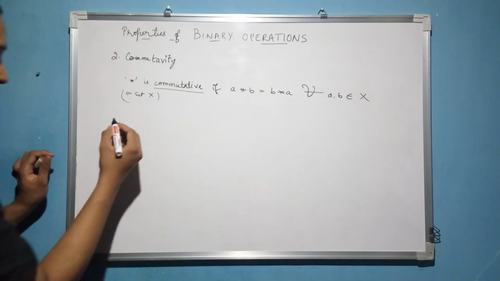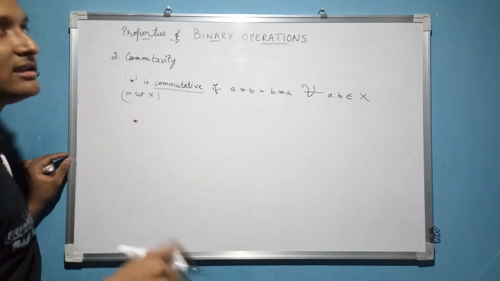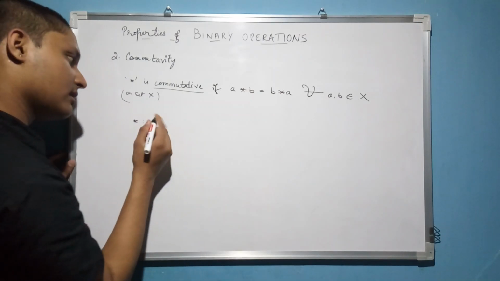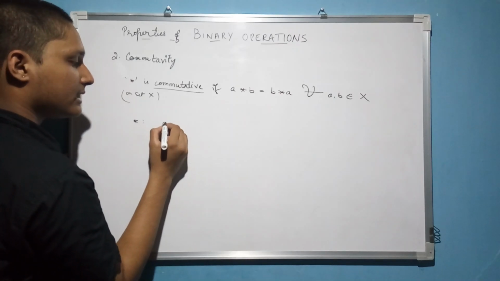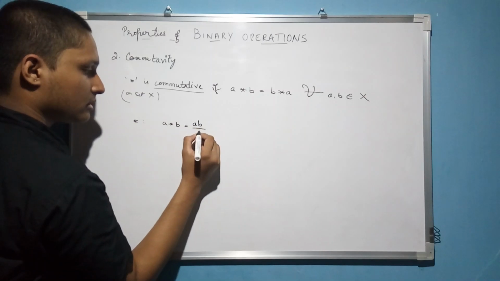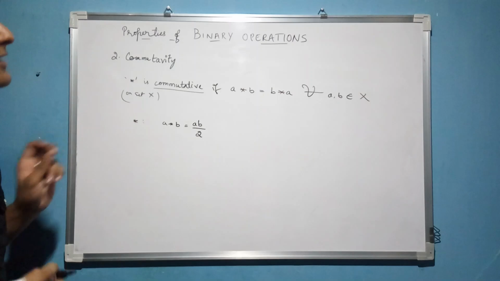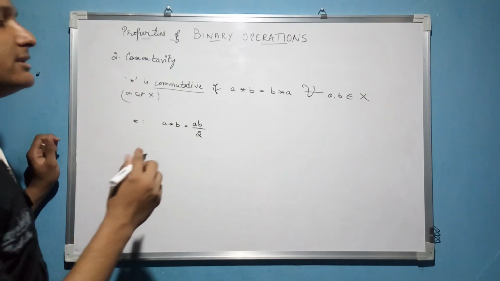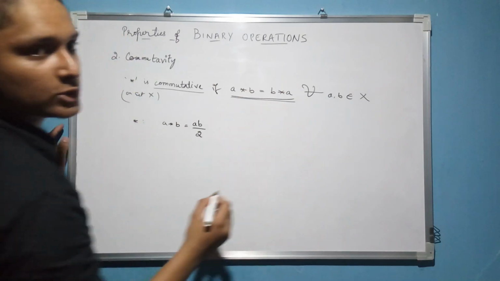So let me take some example. Say star is a binary operation in the real numbers. You can say that A star B is equal to AB by 2. Now I need to check whether it is commutative. For checking whether it is commutative, I need to just generally check whether this statement is true or not.